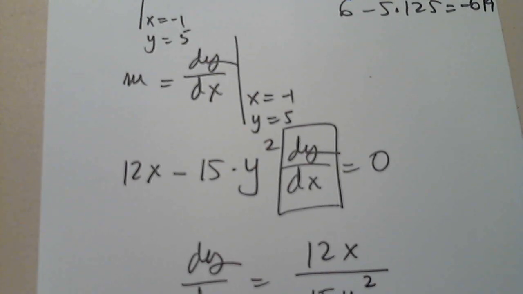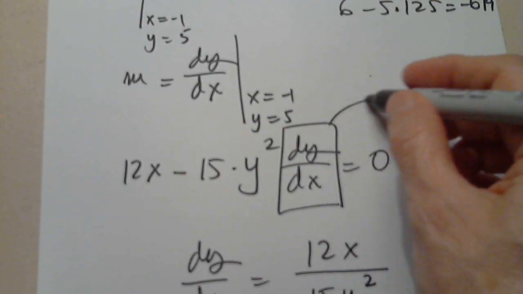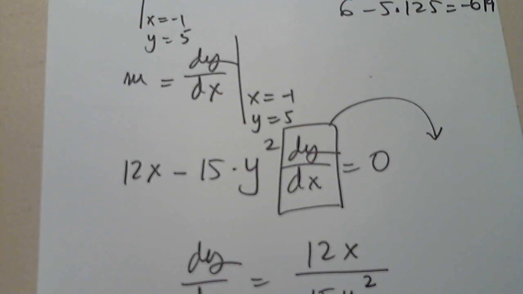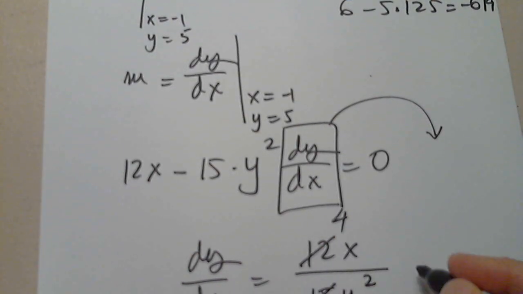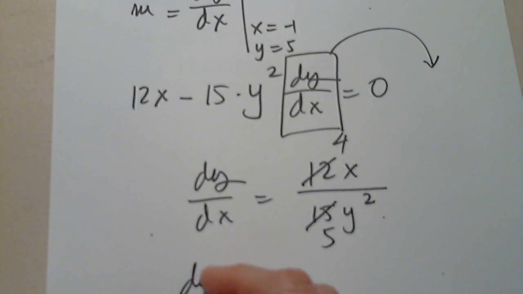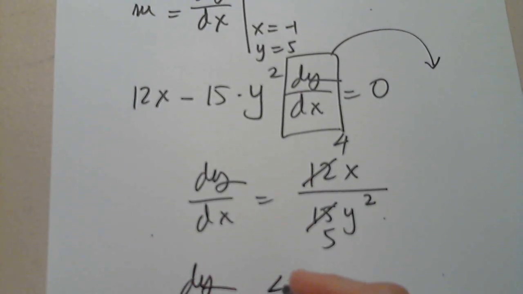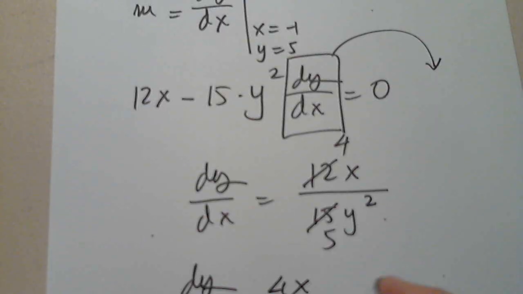Is this step understood? So if you move this term to the other side, you will have everything positive. So 12x divided by 15y squared. Yes, you can simplify by 3 and you get 4 and 5. So then dy over dx equals 4x over 5y squared.